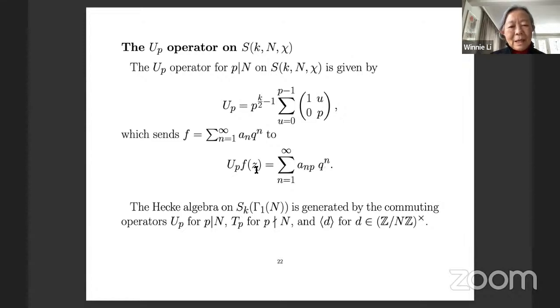Okay. So these operators U_p for p dividing N, and T_p for p not dividing N, and also the diamond operator ⟨d⟩ for integers d modulo N coprime to N, and we take them modulo N. They commute with each other, so they generate the Hecke algebra on the space of cusp forms of weight k for Γ_1(N).